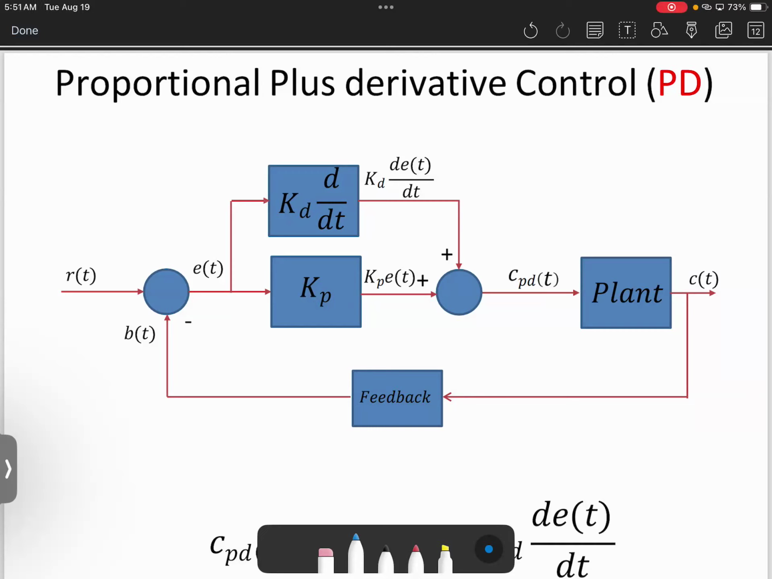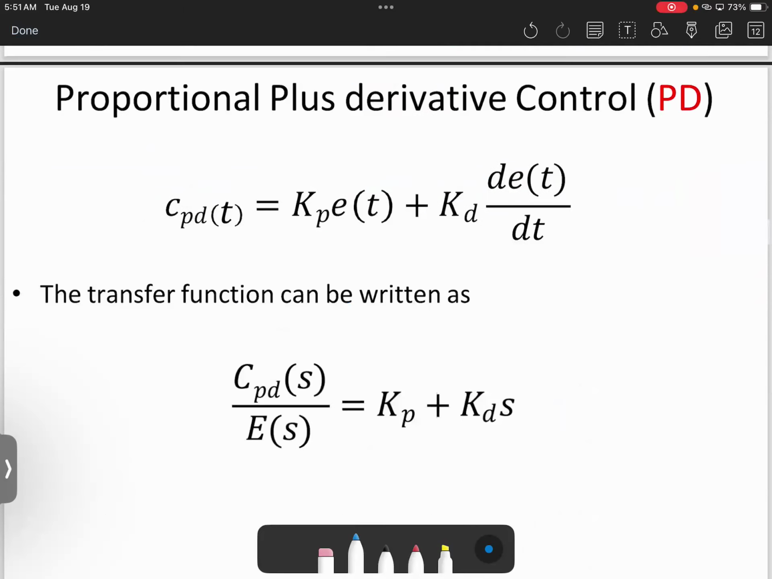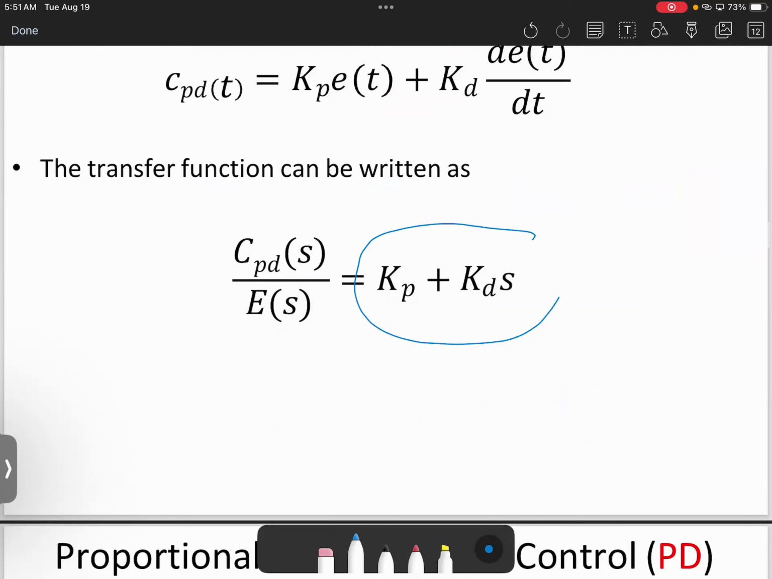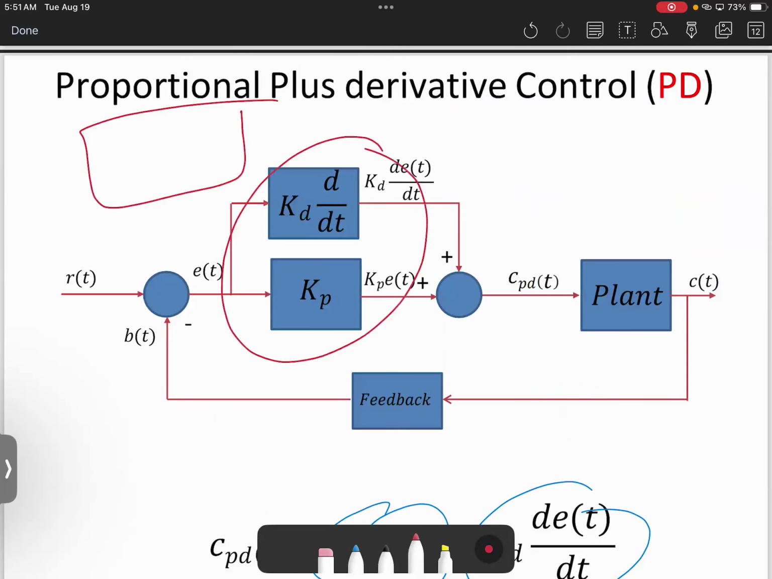Anyway, the PD controller will improve the system performance. However, it has a drawback because of stability. So the PD controller has the proportional part and the D part. In the S domain, it will be KP plus KD times S. Therefore, you can replace this box by KP plus KD times S. Okay? Does this make sense?